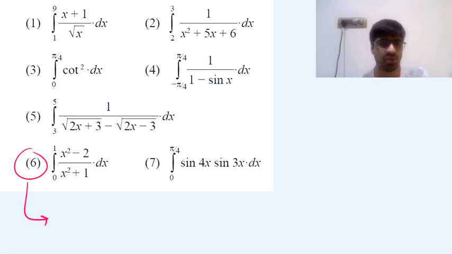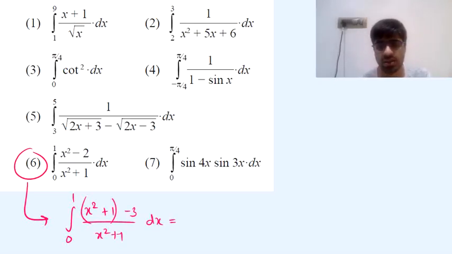Sixth one is quite simple, because the degree of denominator and numerator is the same, and these are simply x square terms, all you need to do is write the numerator in terms of the denominator. So I can write the numerator as x square plus 1 minus 3, upon x square plus 1 dx. So when you separate the two terms, you get integration 0 to 1, 1 minus 3 upon x square plus 1 dx.